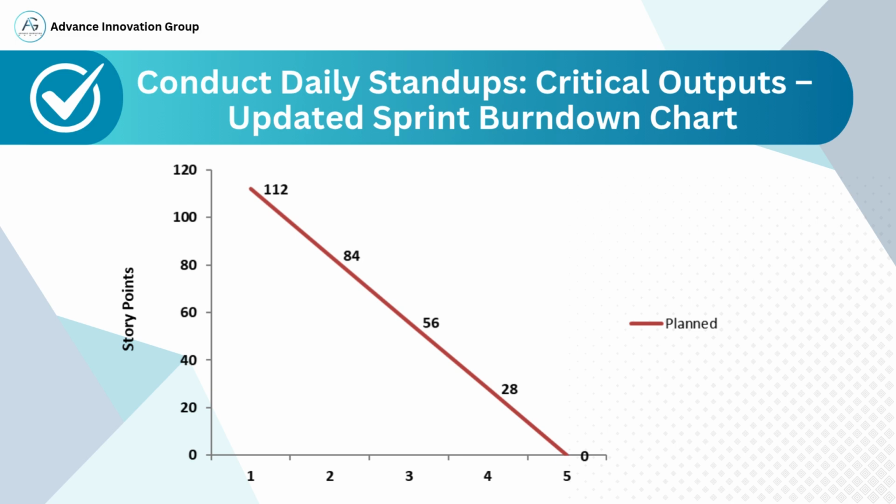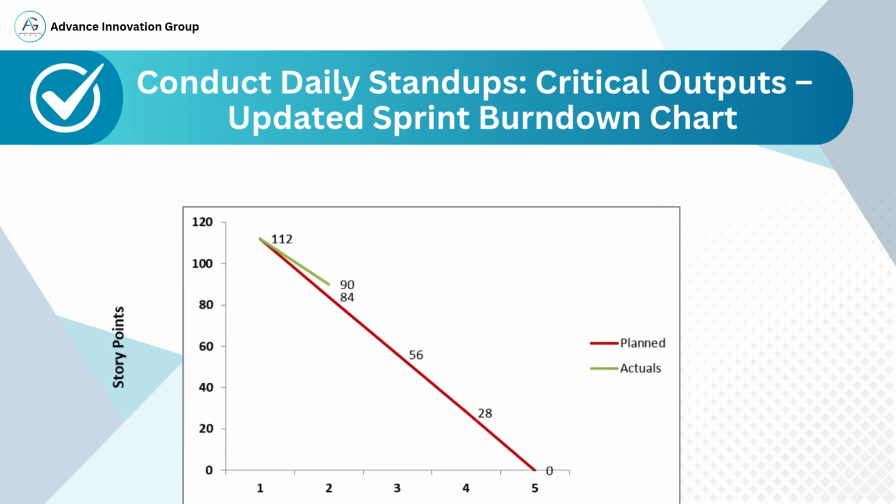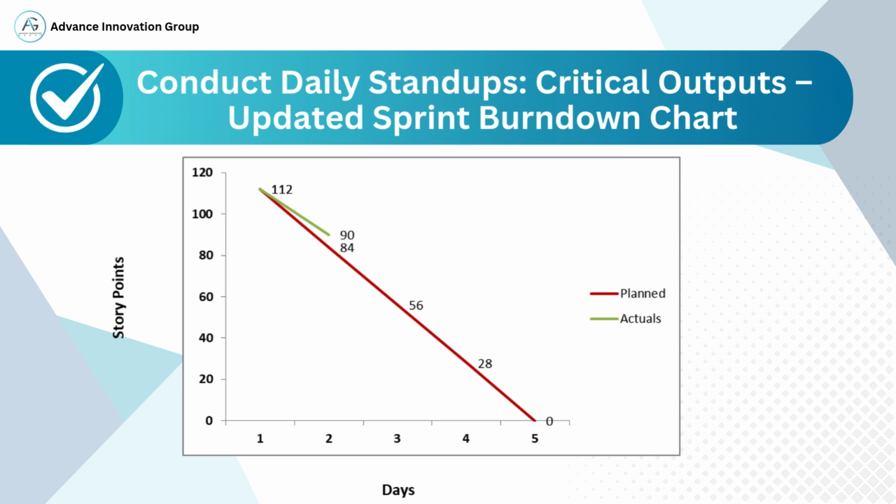This kind of tracking helps monitor team progress, spot delays or bottlenecks early, and drive accountability during stand-ups. So during every stand-up, you update this chart based on actual progress and discuss any deviations. This slide shows a sprint burn-down chart, which is a critical output of conducting daily stand-ups in Agile or Scrum projects. The x-axis represents the days or sprints, and the y-axis represents the story points, which quantify the total work planned for the sprint. The red line on the chart shows the planned progress.